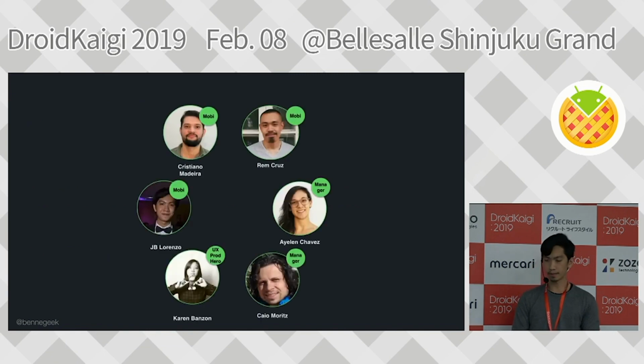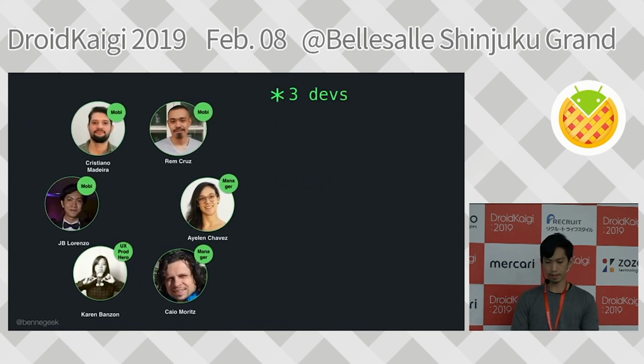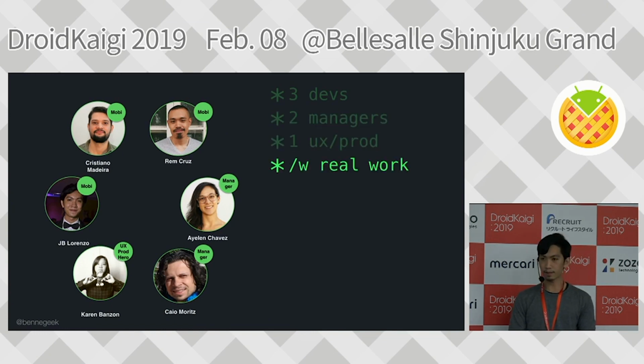So this is the team. We have 3 mobile developers, 2 managers, 1 UX or product person, and we have a lot of real work. So we could not set aside time just to work on this and take time from our ordinary work. So we really had to save a lot of time in order to get this done. And also we had to impress our bosses, right?